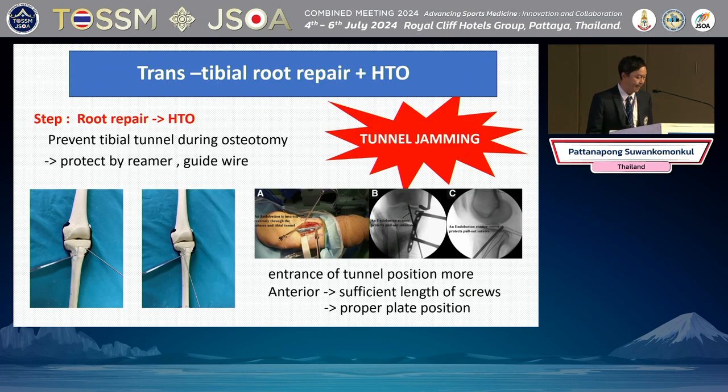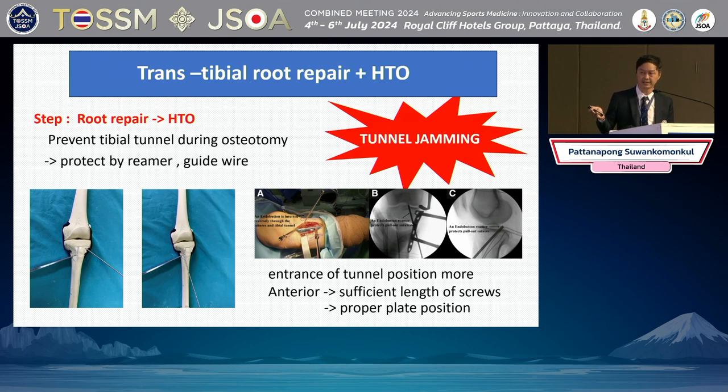So what is the problem when you do the HTO and root repair together? The main problem is tunnel jamming. So if you do the root repair first, and you choose the transtibial technique, what should you do? You should protect your tunnel during your osteotomy or from the screw jamming. So you should put something in the tunnel. You should put a lemur or guide wire to protect it.